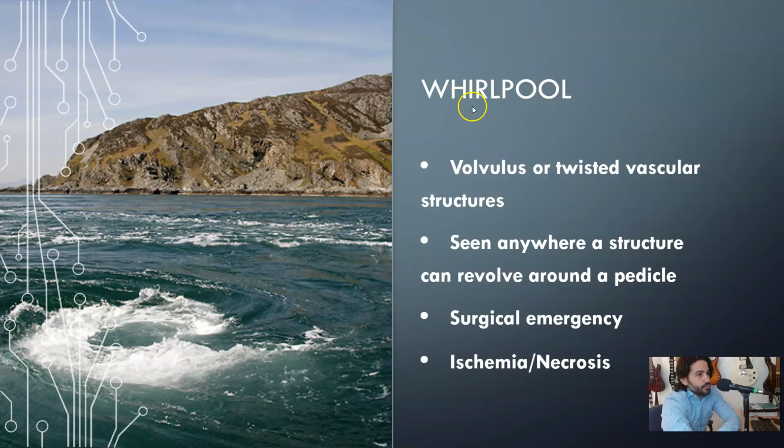All right, so now the whirlpool sign. The whirlpool sign can be seen in many places, but it usually results from a volvulus of a twisting vascular structure. You'll have a structure that has a vascular pedicle, much like the ovary or a testicle for that matter, and that twists along the pedicle, and that creates a volvulus. It can be seen in any organ that can revolve around a pedicle. It is usually a surgical emergency, because that twisting is going to lead to lack of blood flow, eventually ischemia, and then necrosis or death of that tissue.